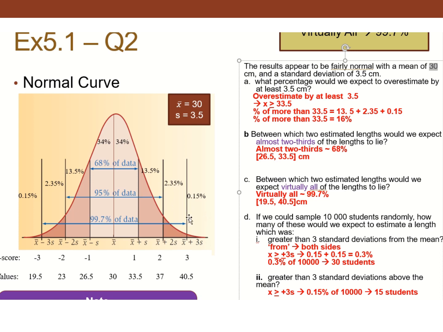How many percent would that be? 13.5 plus 2.35 plus 0.15 gives you 16. That's why I say if you write this down would be better.